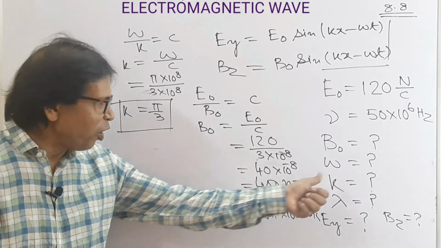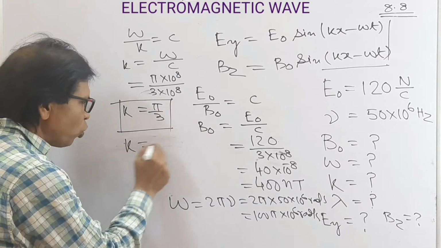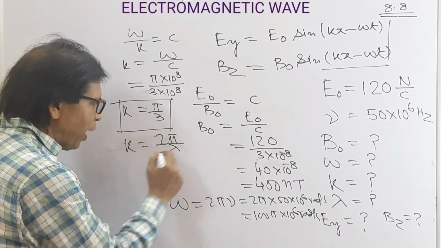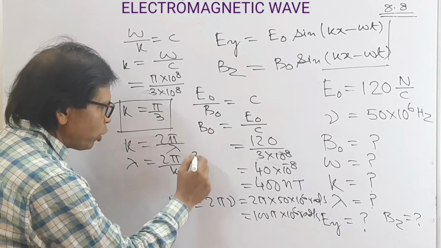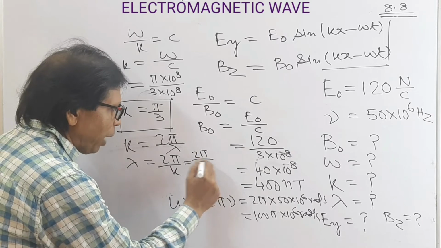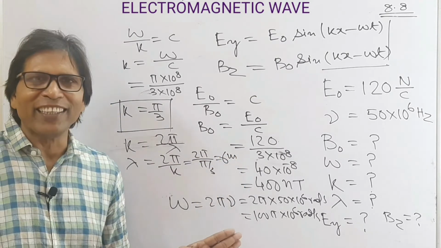Okay. Now finally lambda. Now k equals 2 pi by lambda. So lambda equals 2 pi by k. So look at this, 2 pi divided by pi by 3. So this is 6 meter, which is the wavelength.